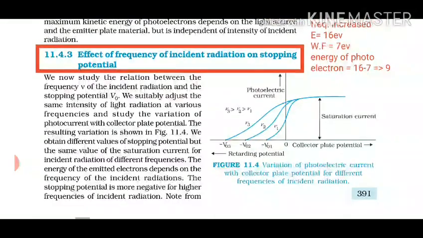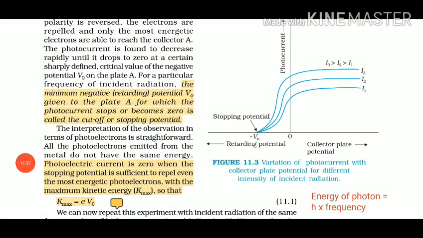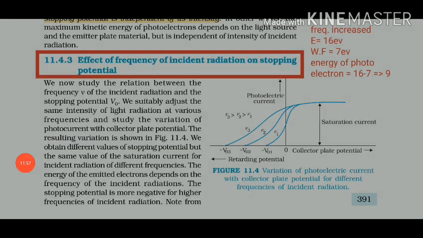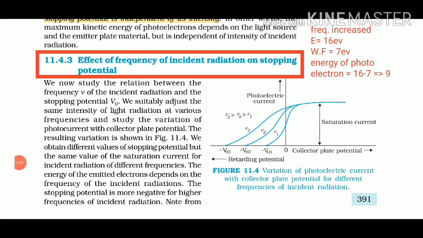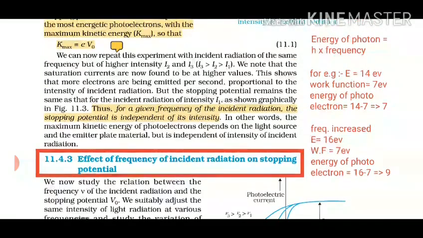So now let us have a look at the graph, figure number 11.4. The graph is between photoelectric current and collector plate potential, because I want to see how frequency varies with stopping potential. In figure number 11.3, I observed the relationship of stopping potential and intensity, that stopping potential is independent of intensity. But in figure number 11.4, we are going to view how frequency is related to retarding potential. So two examples I have written over here.